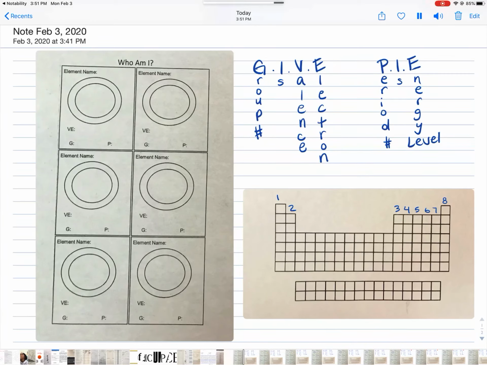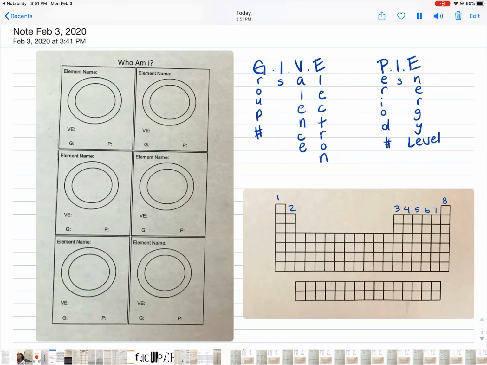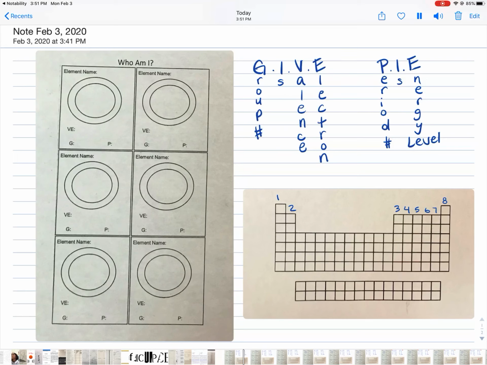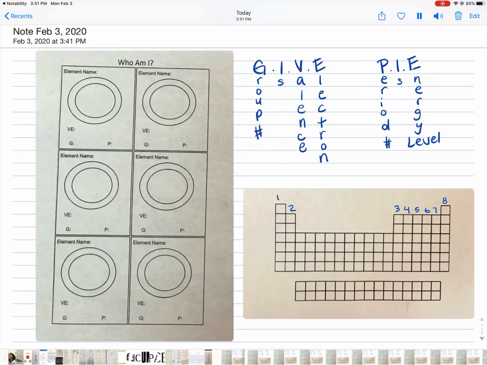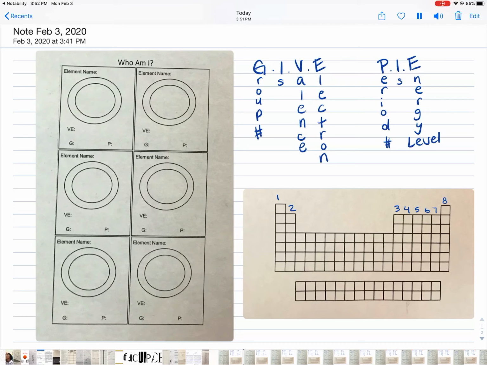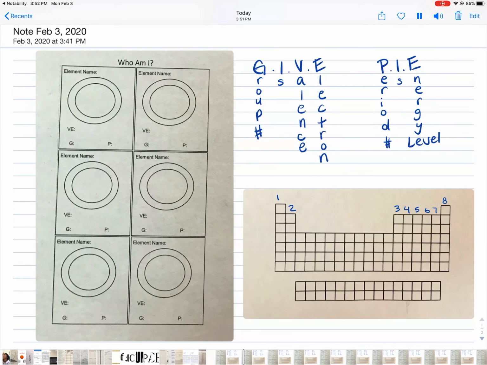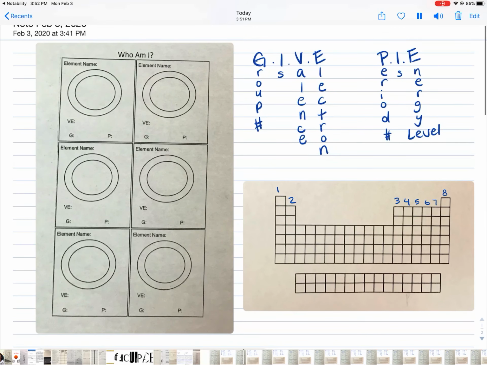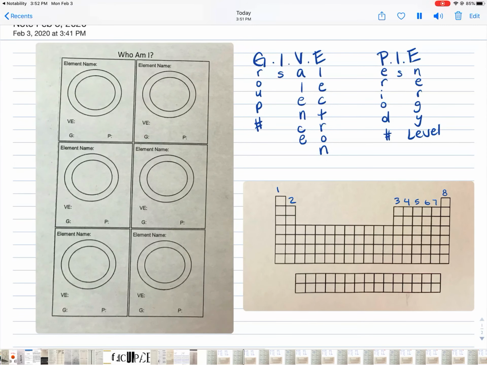If we know the number of valence electrons, that tells us the group number. If we know the amount of energy levels, we know the period number. So we're going to practice identifying atoms and being able to tell what group and what period they're in. So you have a yellow piece of paper that goes along with this half sheet of paper called Who Am I that you need to be looking at as you're working on this.